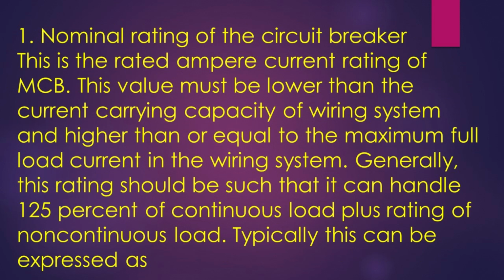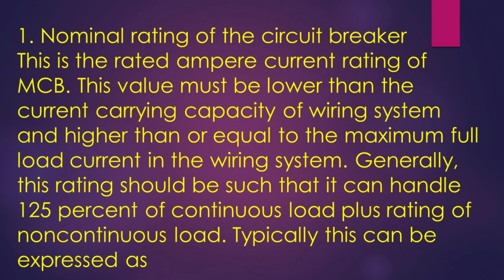1. Nominal rating of the circuit breaker. This is the rated ampere current rating of the MCB. This value must be lower than the current carrying capacity of the wiring system and higher than or equal to the maximum full load current in the wiring system. Generally, this rating should be such that it can handle 125% of continuous load plus rating of non-continuous load.